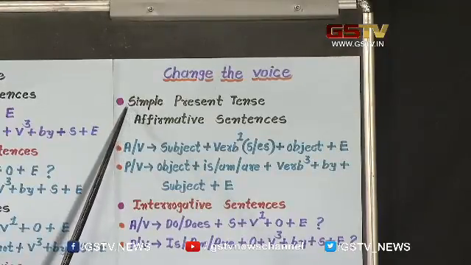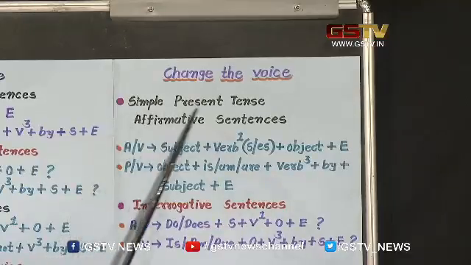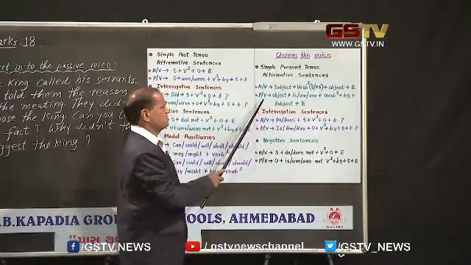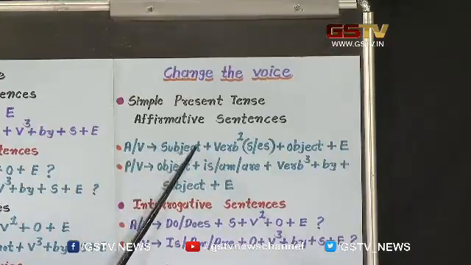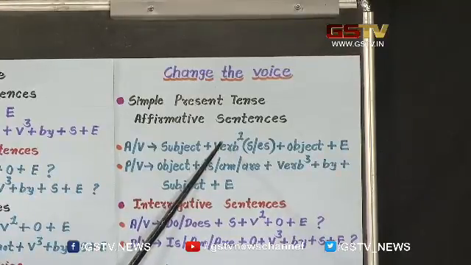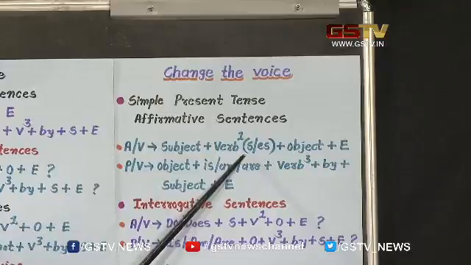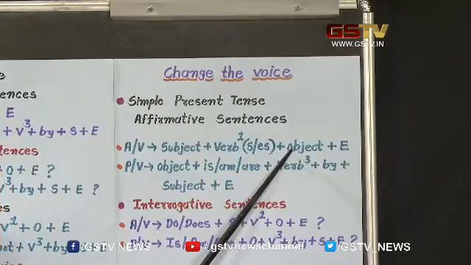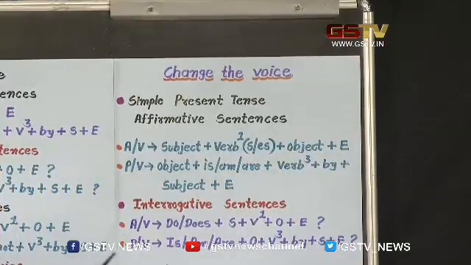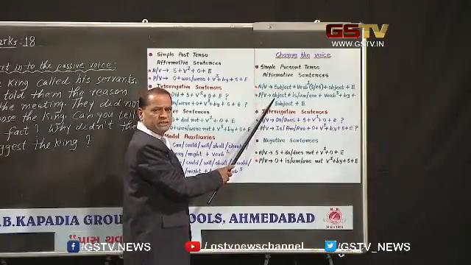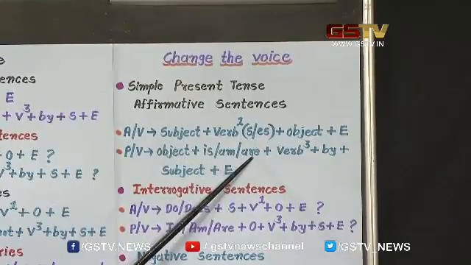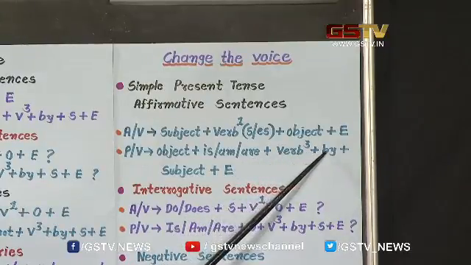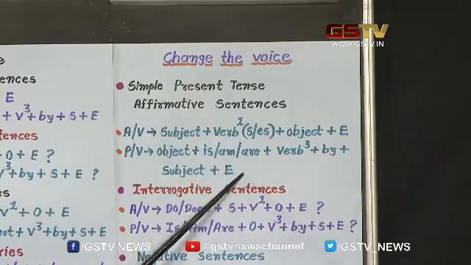Certain changes are very important while you are changing active voice into passive voice. Sentences to be asked under these questions are simple present tense affirmative sentences. In affirmative sentences, in active voice, we use subject and the original form of the verb, and sometimes along with s or es suffix, plus object plus extra words. While changing into passive voice: object plus is, am or are according to the number of the object, plus the past participle form of the verb, and by subject and extra word.